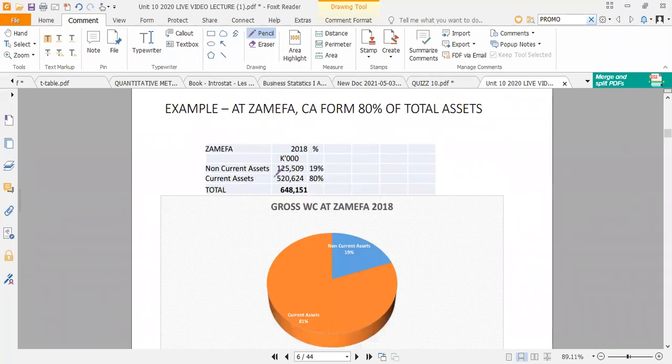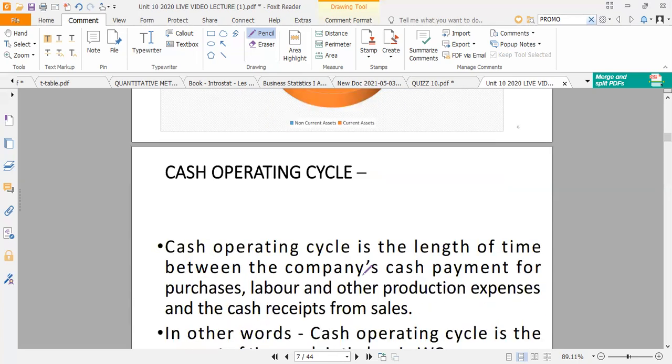So the composition of working capital is given here. The gross working capital we've already established is simply the current assets. Then when we subtract our current liabilities, we get what we call our net working capital. So the gross working capital is simply the current assets.